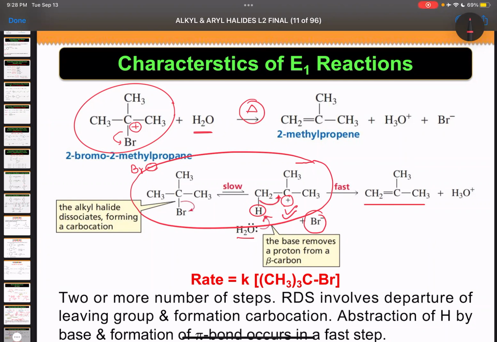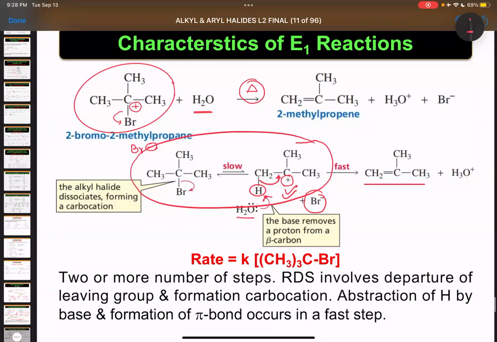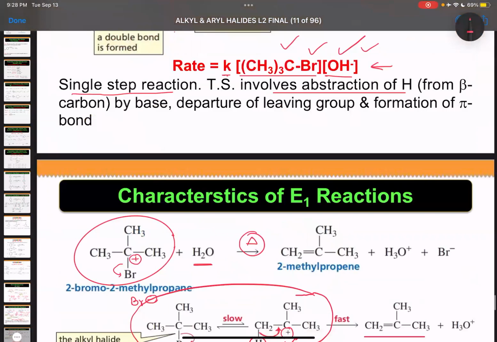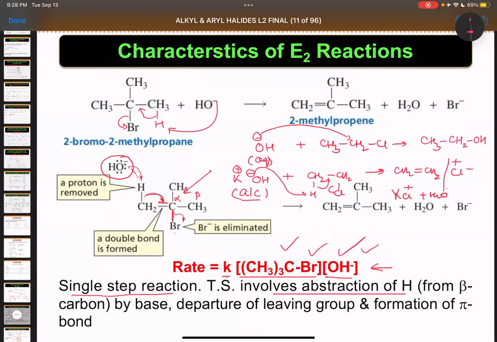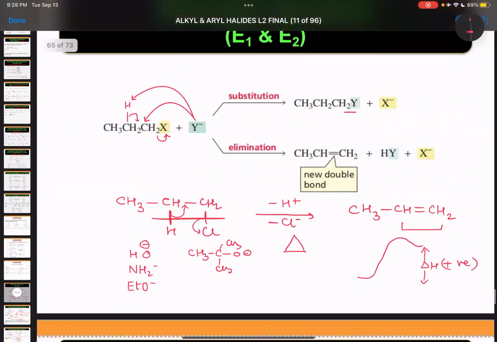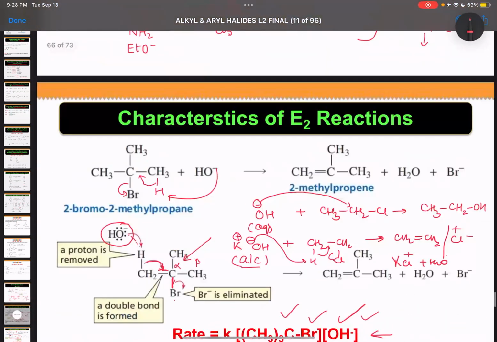Yes, sir. Sir, could you show the last slide one more time, sir? Rate is directly proportional to the stability of the carbocation. No, sir. Could you show the last slide? Just the E1 and E2 reaction. Before one, sir. This one? This one, sir. Yes, sir. Yeah, this is the substitution and elimination. Right? Done, sir.